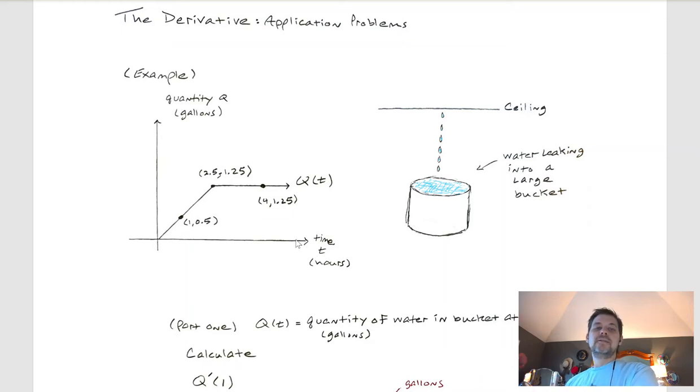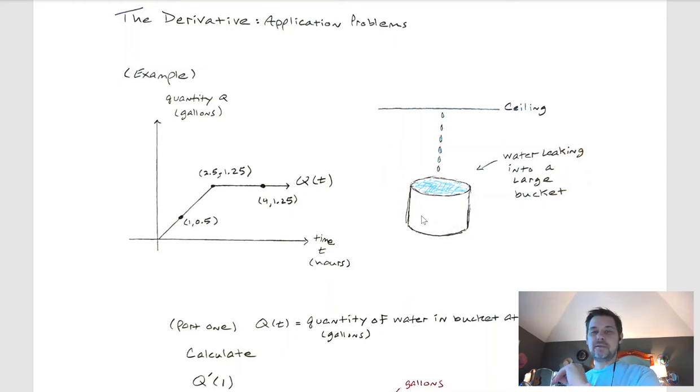All right. So my first scenario that I want you to think about is imagine that there's a leak in the ceiling and we put a bucket to catch the water that's leaking, okay? So we have a large enough bucket to hold whatever amount is leaking into it in our problem. And over here, I've created a graph, okay, that charts the quantity of water in the bucket as a function of time.